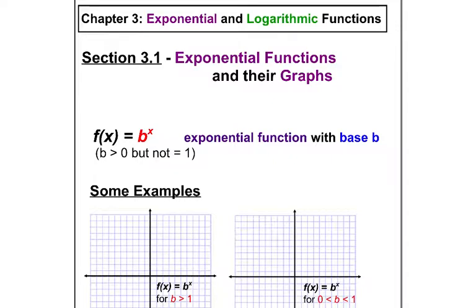And in Chapter 3 we move on to what are called exponential and logarithmic functions. So we're going to start with 3.1 today, which is just going to explore a little bit of exponentials. We'll talk about their graphs a little bit, and we'll talk about some really neat real-life applications that we can use exponential functions for. So here is basically what an exponential function looks like.